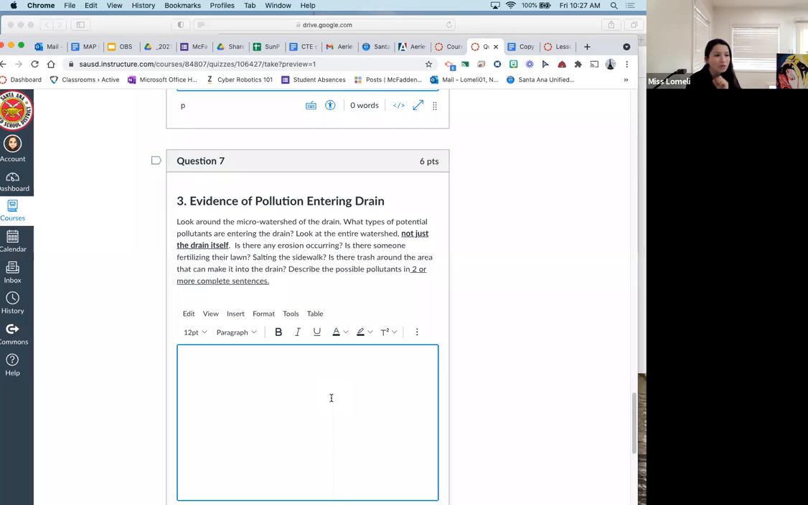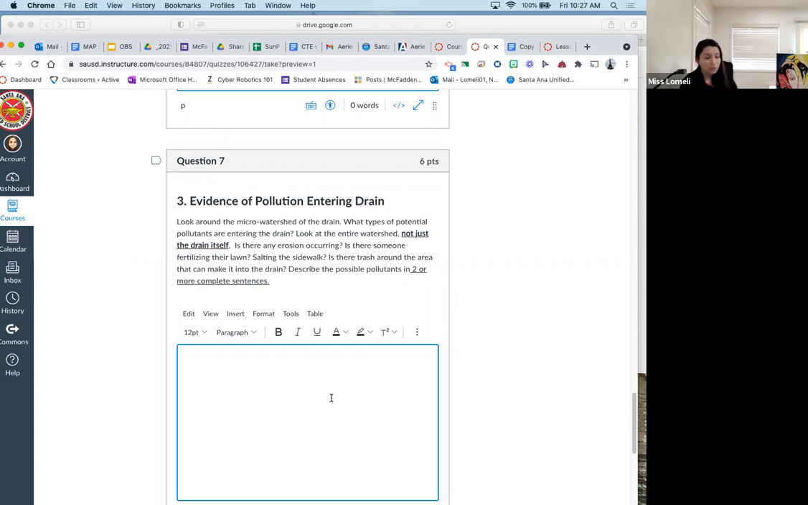Is there any erosion occurring? Erosion is like when the earth is kind of moving up. You see that a lot with trees when the roots move the sidewalk. That's erosion. Is there someone fertilizing their lawn? Salting the sidewalks, that's not very common here in California. Where it snows, people will salt their sidewalks, but not here in Southern California. Is there trash around the area that can make it into the drain?